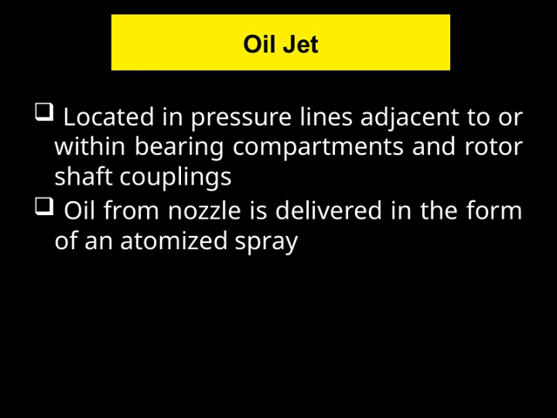Now, the oil from the nozzle isn't just released in any form, it's delivered as an atomized spray. This means the oil is broken into tiny droplets, which helps it spread more evenly over the necessary components. The use of an atomized spray ensures more effective cooling and lubrication, reducing wear and preventing overheating. Overall, understanding the placement and delivery method of these oil jets is essential for maintaining the reliability and efficiency of the system.